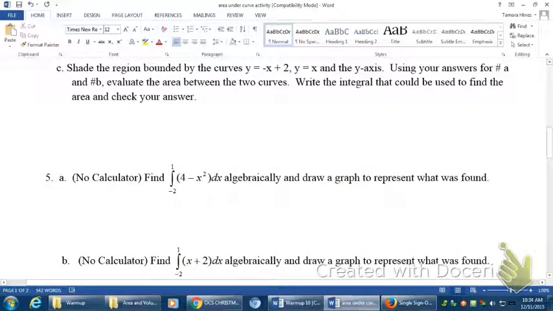Alright, the C part. It wants me to take that negative x plus 2, it wants me to take y equals x and the y-axis. So it's asking me for this figure right here.